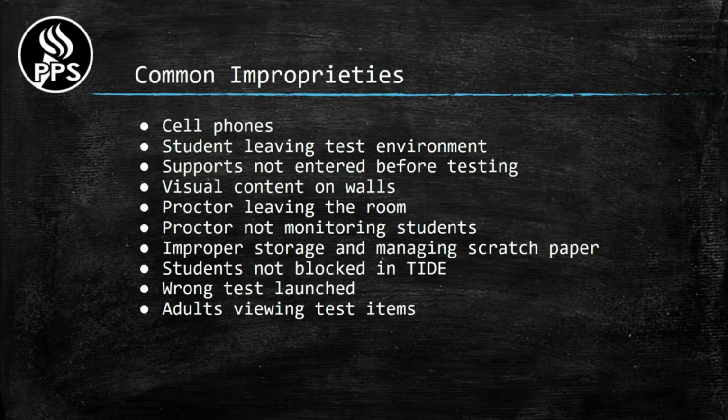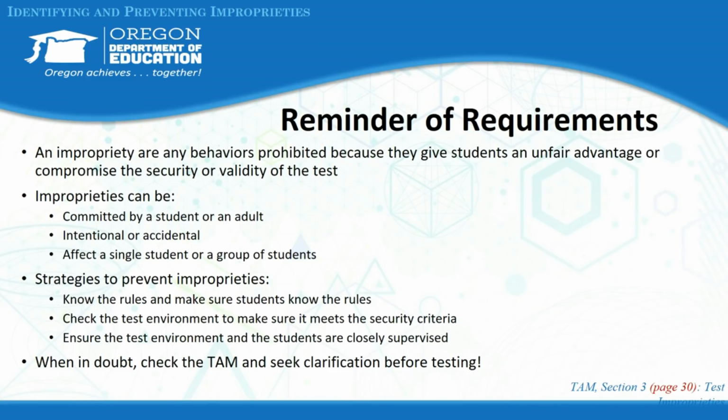For any questions regarding potential improprieties, please call Testing Help. An impropriety is any behavior that is prohibited because it gives students an unfair advantage or compromises the security or the validity of the test. This includes behaviors committed by either adults or students, whether intentionally or by accident.